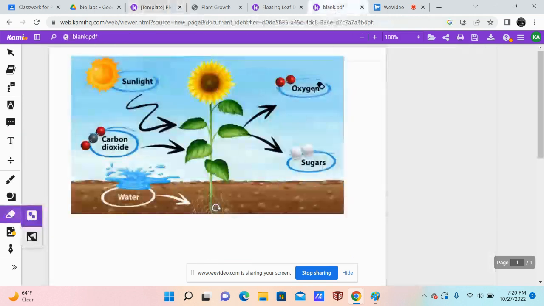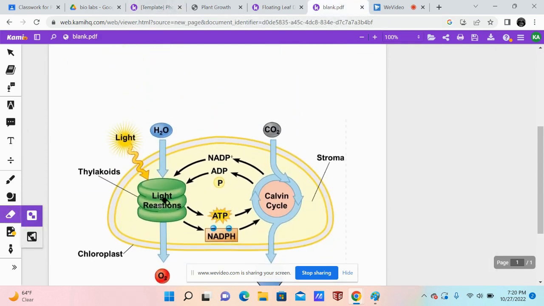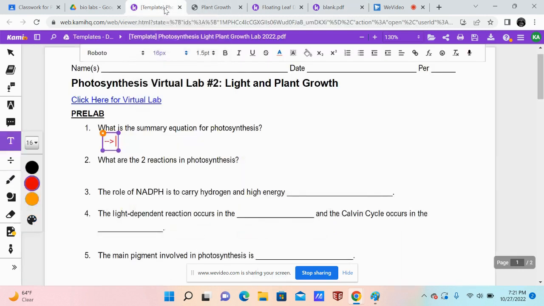What are the two reactions in photosynthesis? Well, let's look right over here. We got one over here, we got one over here. The first one says light reaction. I call it the light dependent reaction. It occurs in these green discs called the thylakoids. And the second step is called the Calvin cycle, also called the light independent reaction. So here's your two reactions, light dependent and light independent, or the Calvin cycle.